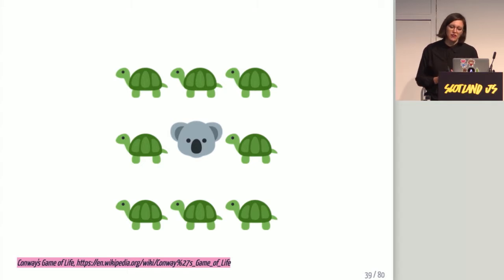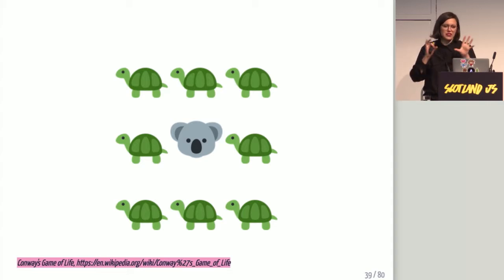So basically, if you start off as a koala, you are the central cell, and you have at least three turtles around you, you become a turtle. And if you have two or three turtles around you, you stay a turtle. And if there are less than two of you, you become a koala. So it kind of works like that.